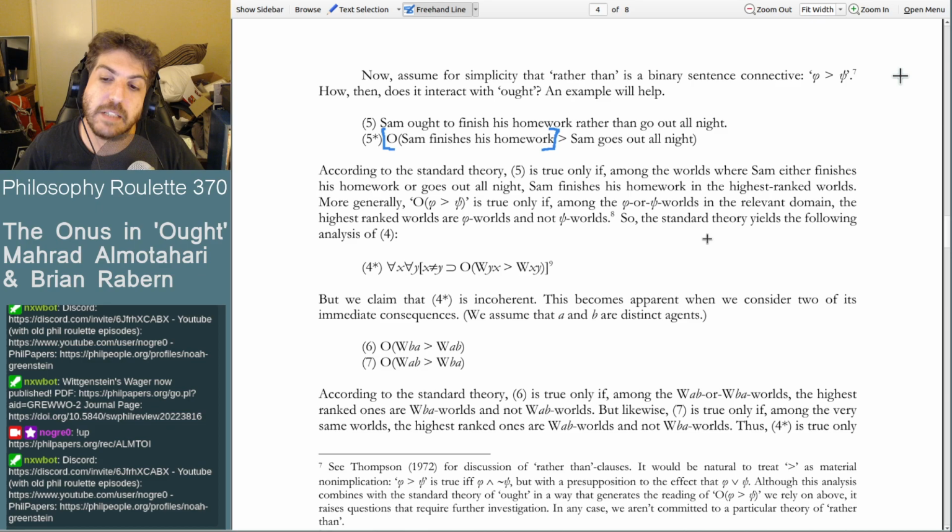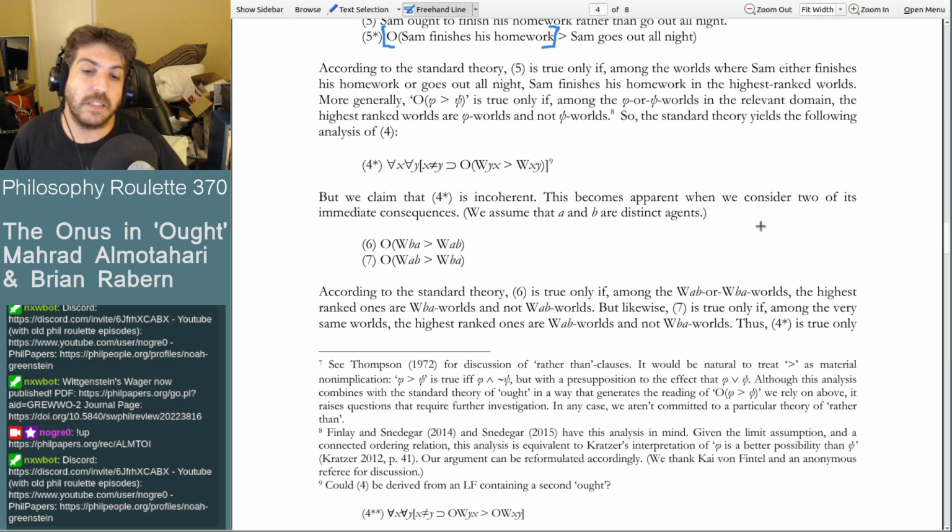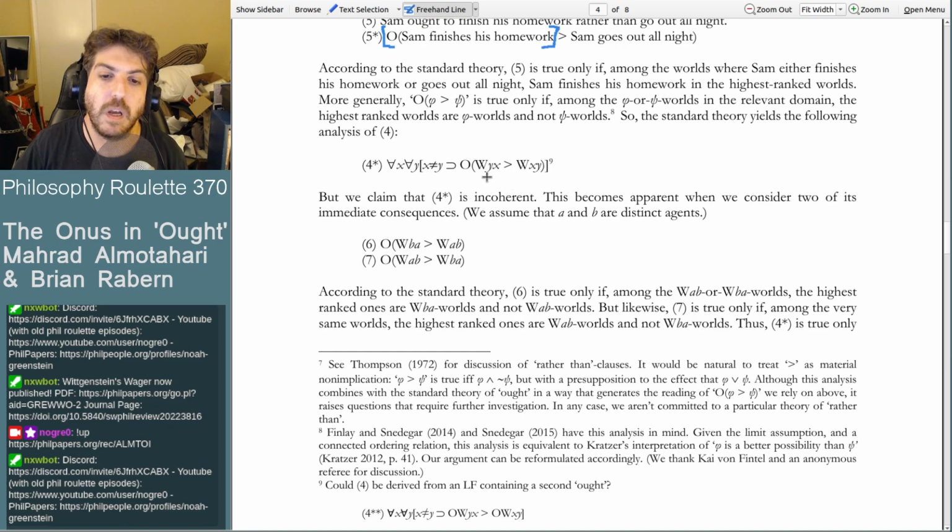So the standard theory yields the following analysis of 4. For any x, for any y, x is not equal to y implies that you're obligated to yx is greater than to xy. So it's basically saying you're obligated to do one, all those worlds are better where you do one first than the other first, where these two things are not equal. But they claim that 4 is incoherent. Why? This becomes apparent when we consider two of its immediate consequences.